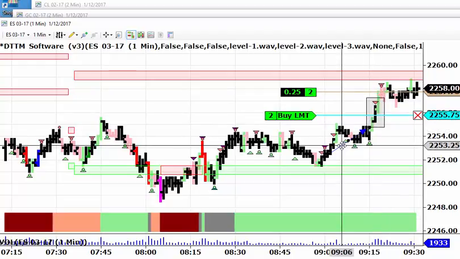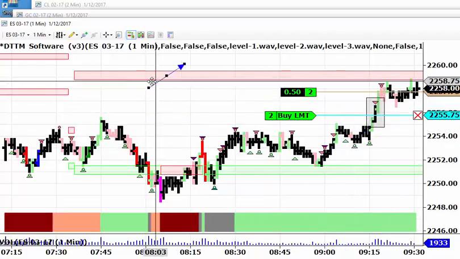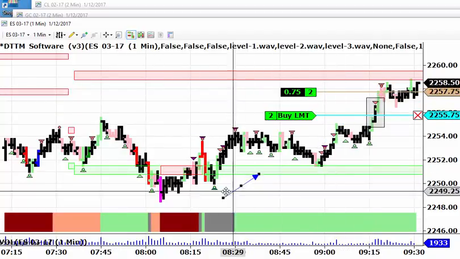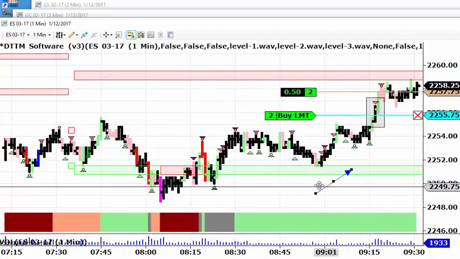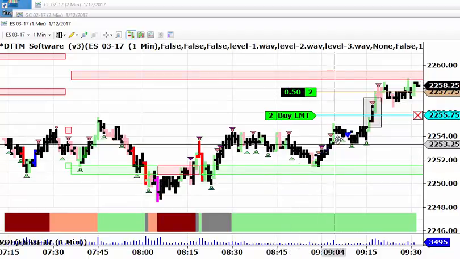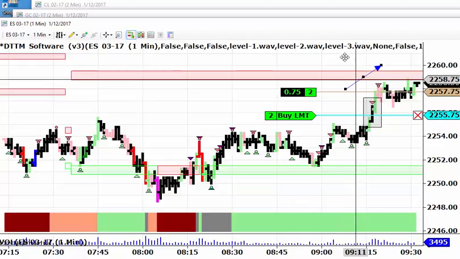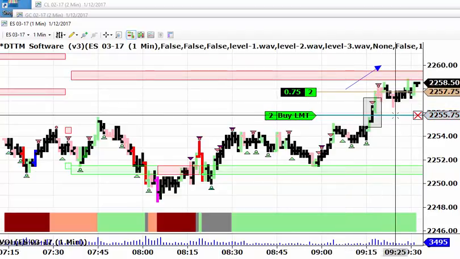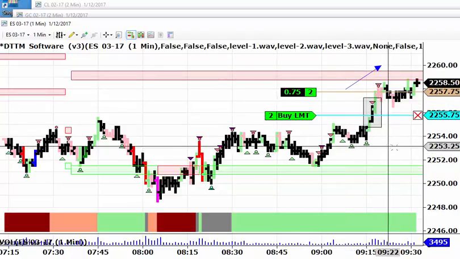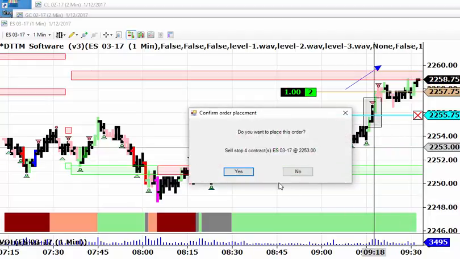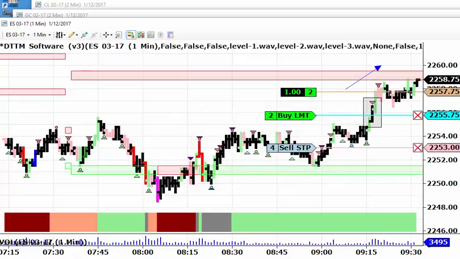Now we do have some overhead resistance. As you can see, this red band across here is a likely area of resistance, just as this is a likely area of support. You can see it hit the support nicely here. It's been rallying since then. I'm actually anticipating it to break through here. So I want to try and buy another 2 down here. I'm going to go ahead and put a stop in down a little bit below the market here at 53, just to be on the safe side.